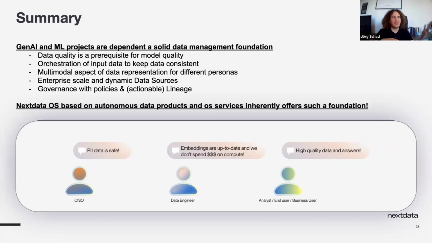Luckily, Nextdata OS, that opinionated particular implementation of the data mesh paradigm based on autonomous data products and OS services, is inherently offering such a foundation. So we can answer all our questions. The CISO can make sure he keeps his governance and data privacy safe. The data engineer can make sure he's orchestrating his inputs and keeping his embeddings up to date. And most importantly, our end users are going to have high quality outcomes, high quality answers. As mentioned, MeshRAG architecture is just a data mesh enabled architecture, leveraging those.